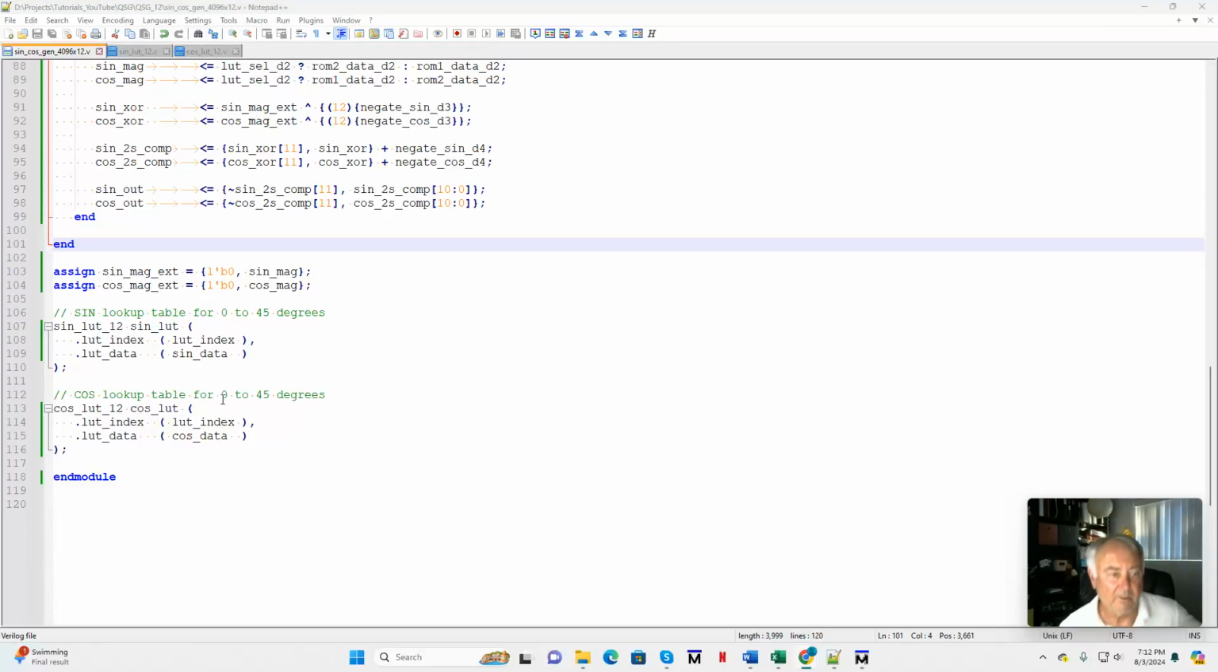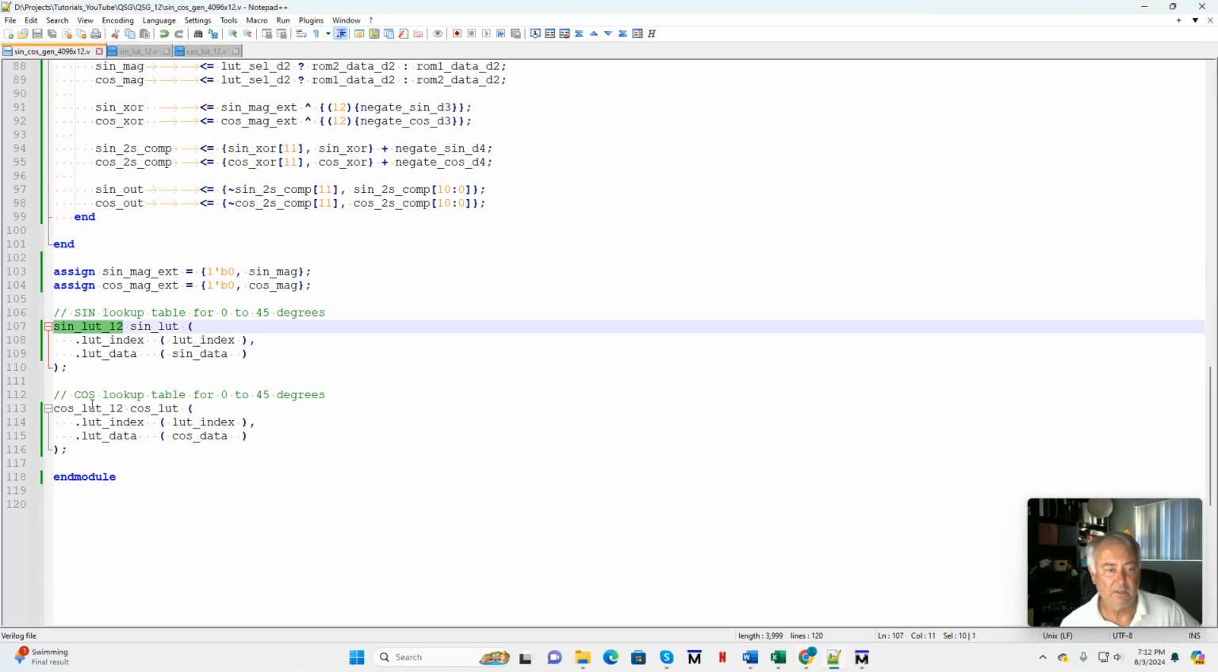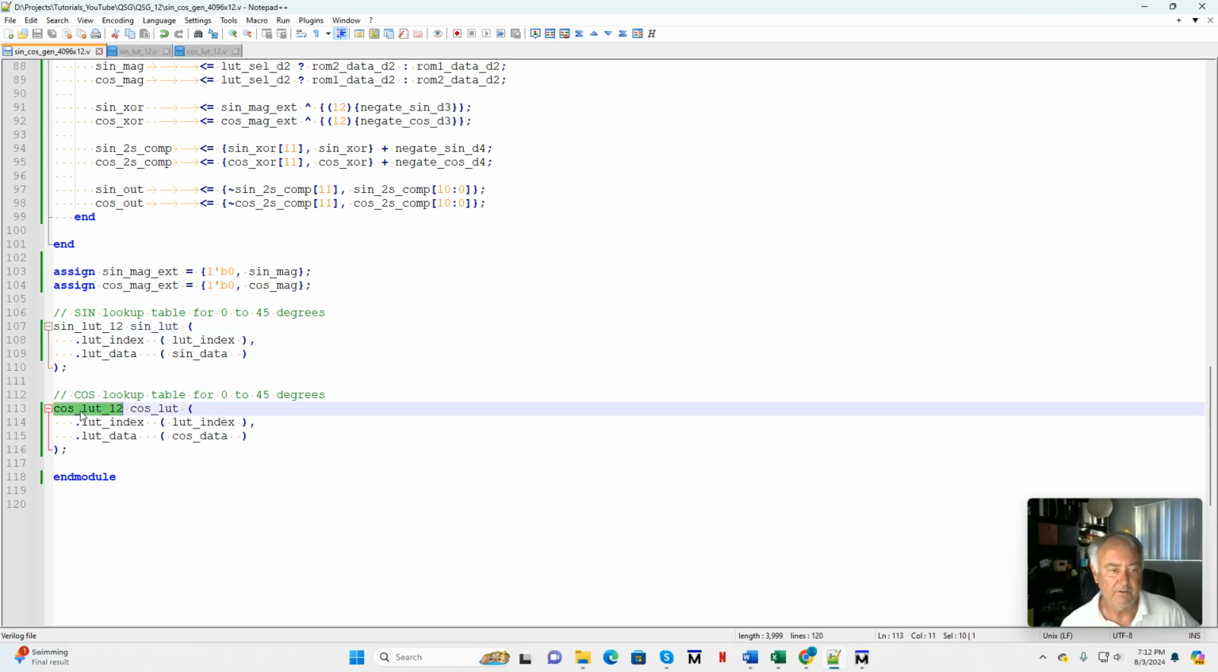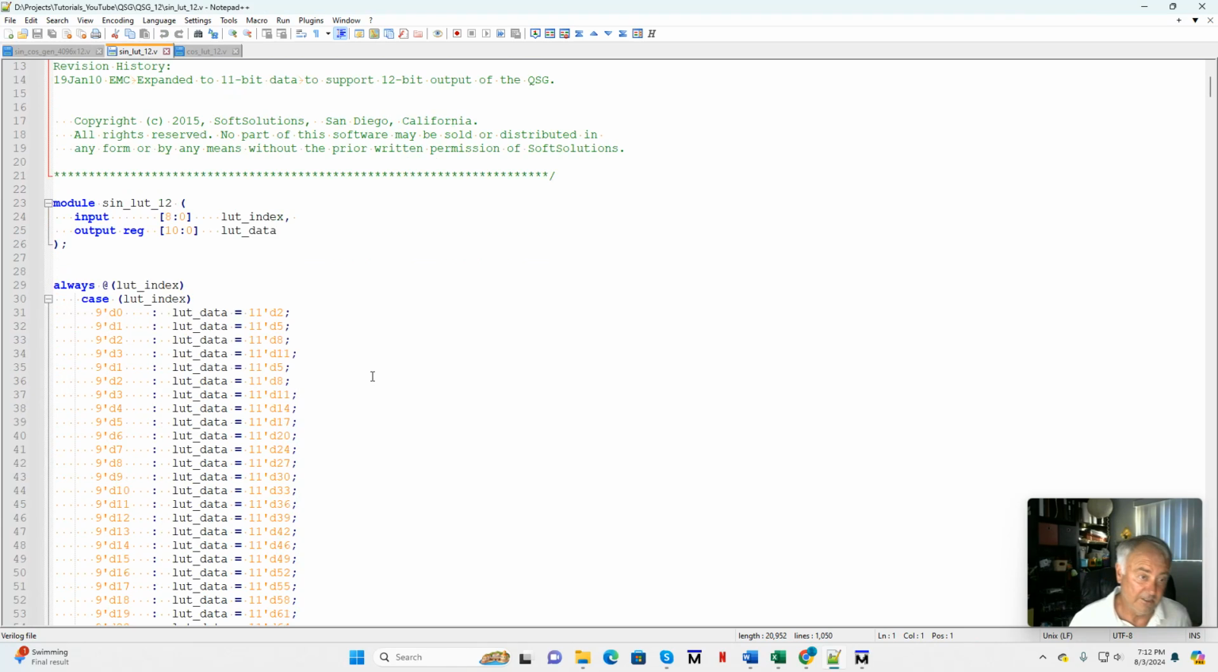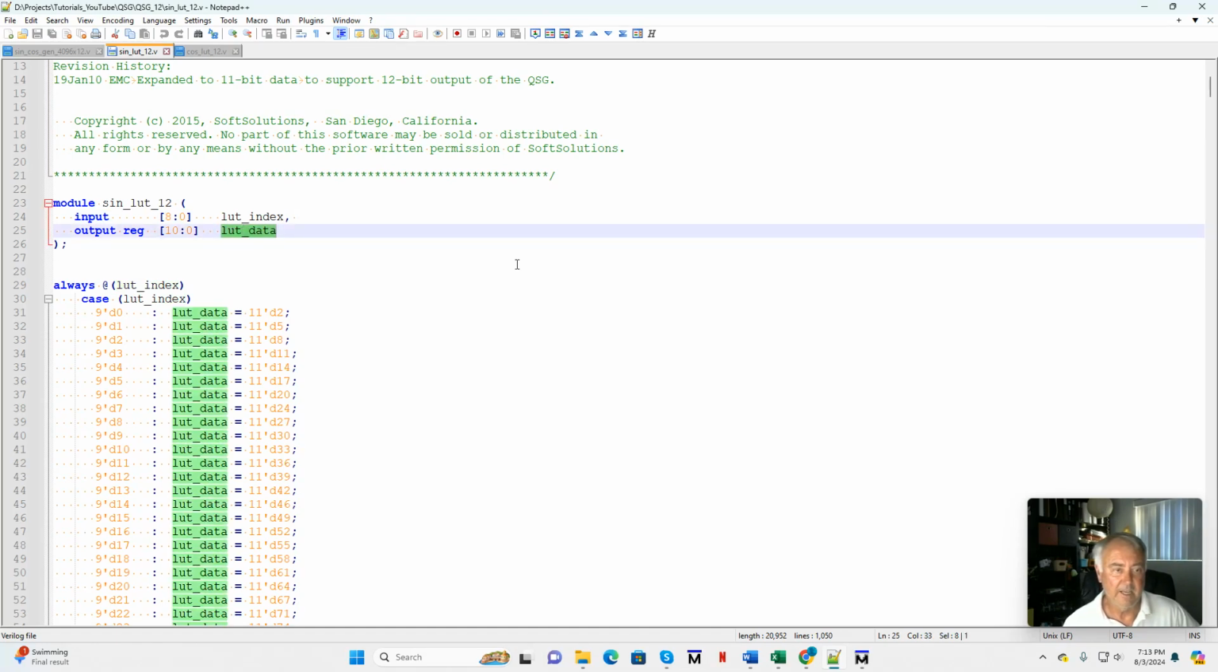So let's have a look at these lookup tables. We have the 2 lookup tables containing 45 degrees of a sinusoid, 45 degrees of a cosine, from 0 to 45 degrees. The lookup table in Verilog, and in VHDL for that matter, is just a big case statement. So your input is your index or an address. Your output is your data.